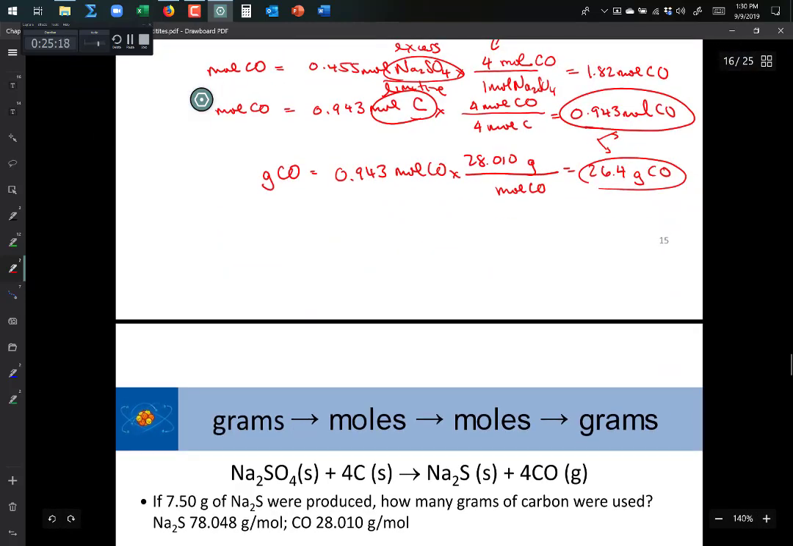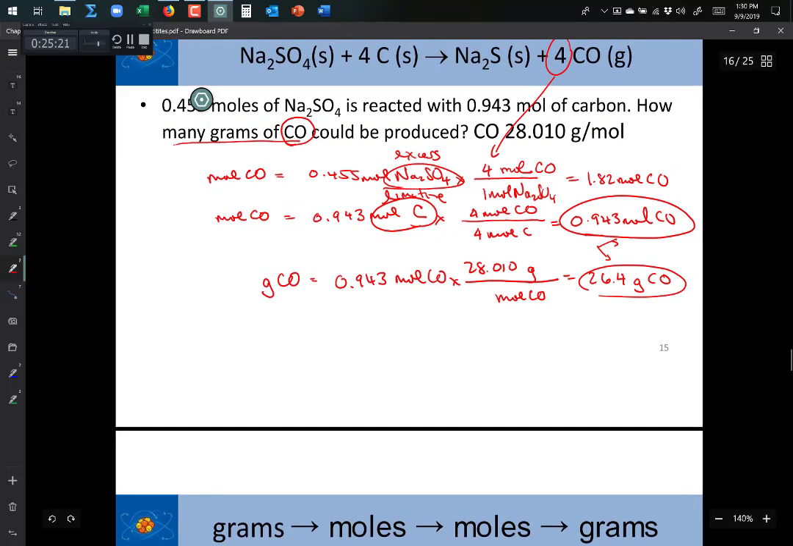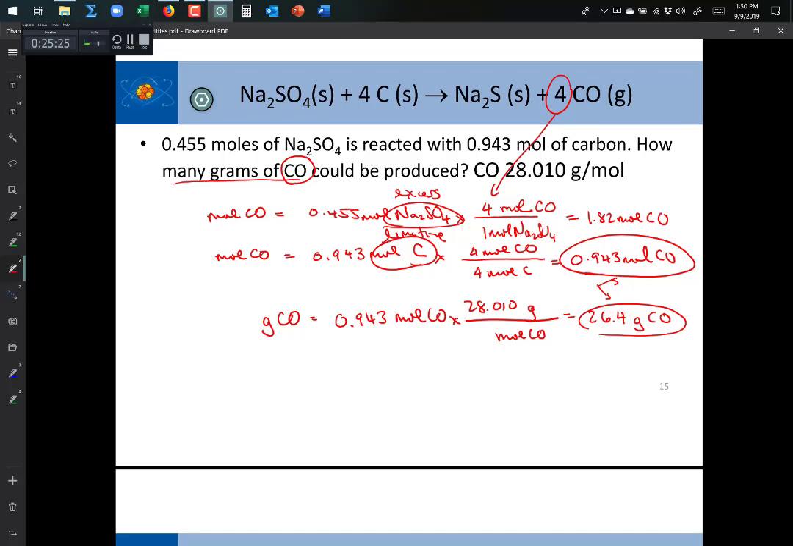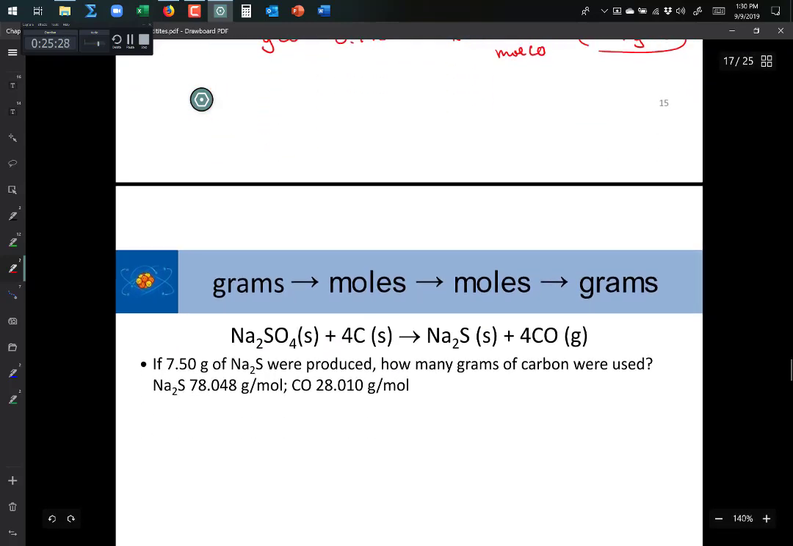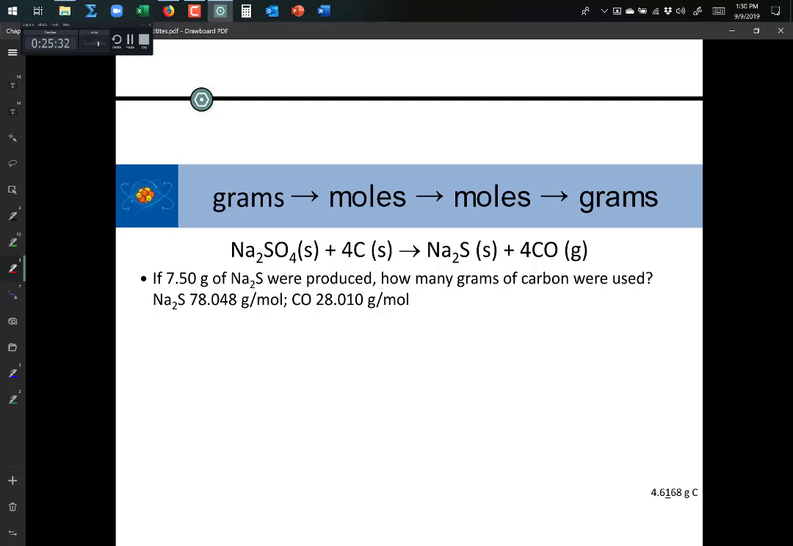Another problem too. Yeah. Okay, we'll do this problem. I'll have you guys work on this one as well, but I'll help you out a little bit. It says 7.5 grams of sodium sulfide were produced. How many grams of carbon were used? And then I give you the molar masses for those things. So let's write out what we have. I have 7.5 grams of Na2S, and it's asking for grams of carbon. And then some molar masses are given, right?